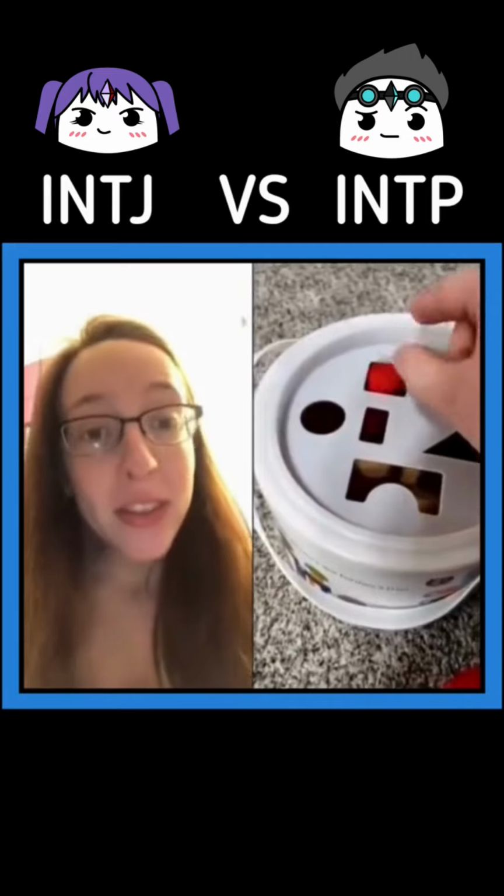And up next, a cylinder. The circle. I think that goes in the circle. The square hole. Now, we've also got this semicircle right here.